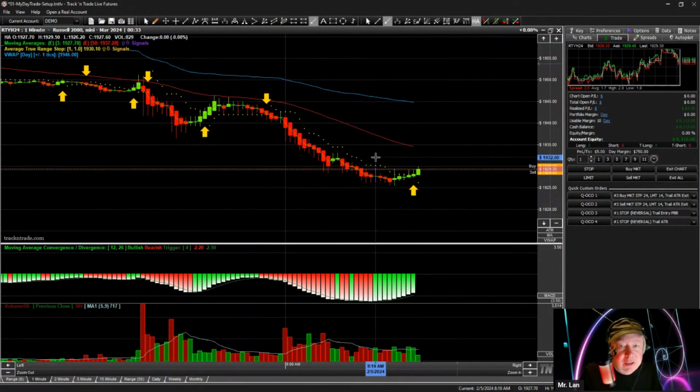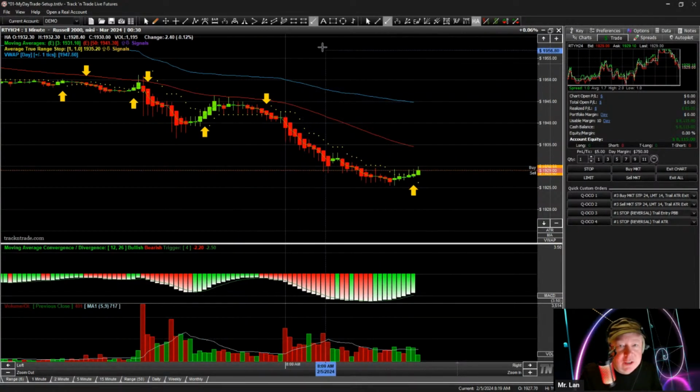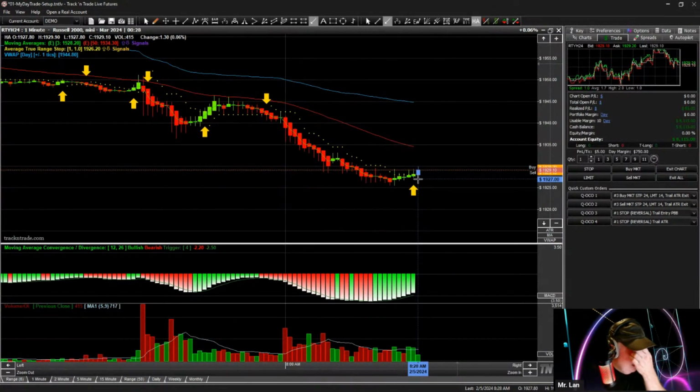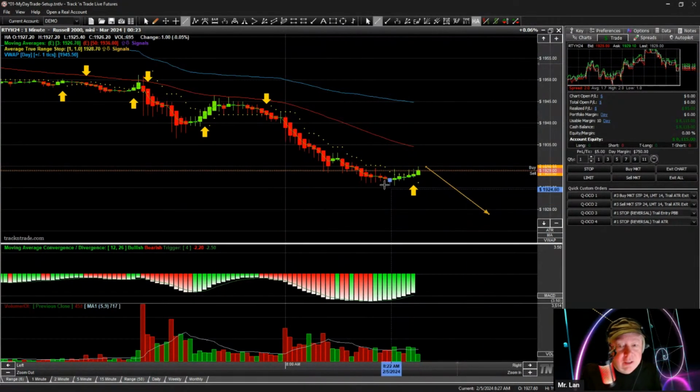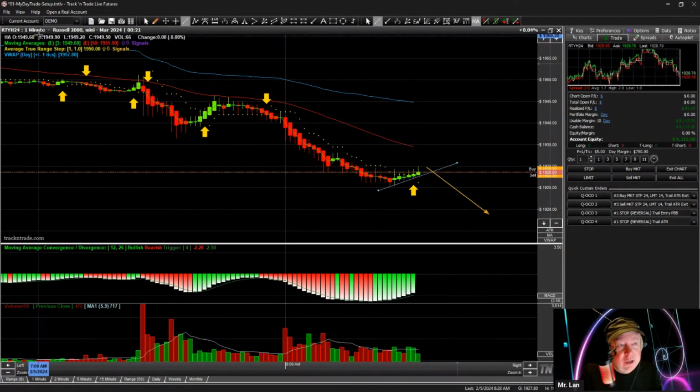Because this is the end of the B drive. The B drive just finished. So that's the end of the B drive. And now we could look for a C drive, the next drive down. So this would be a counter trend. And remember, we're on a very short time frame. This is only a 1 minute chart.